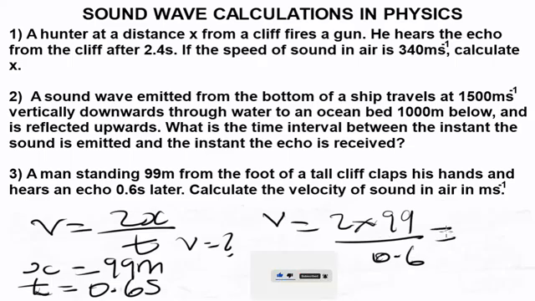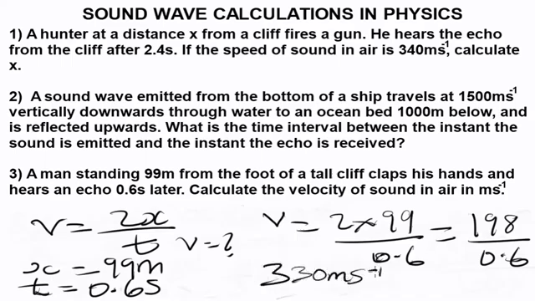Okay, so 2 times 99 will give us 198 over 0.6. Okay, so 198 divided by 0.6 is going to give us 330 meters per second, and this will be the velocity of sound in air. Alright, so let's wipe this and solve further questions on sound wave.